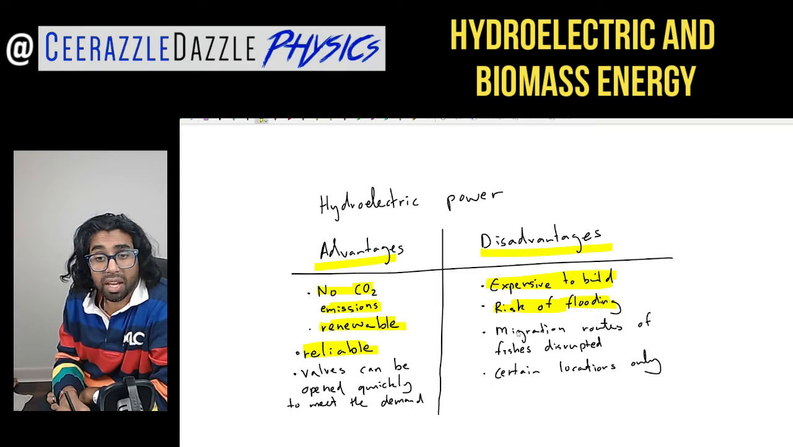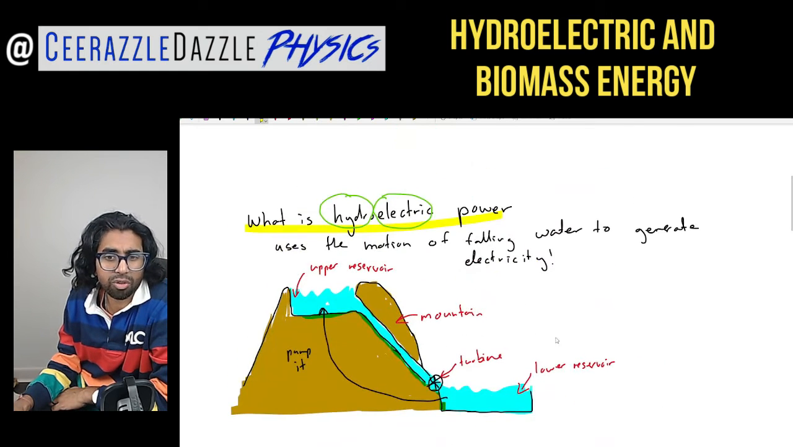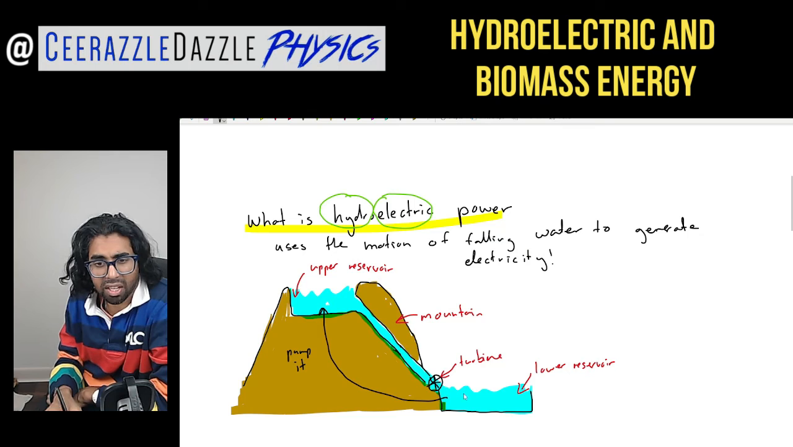Next one is going to be the migration routes of fishes can be disrupted. So this one's a bit strange, but hopefully you have the idea that if we scroll up over here, let's say you were a little fish over here. Let's draw a little fish over here. The fish can't swim upstream, yeah?